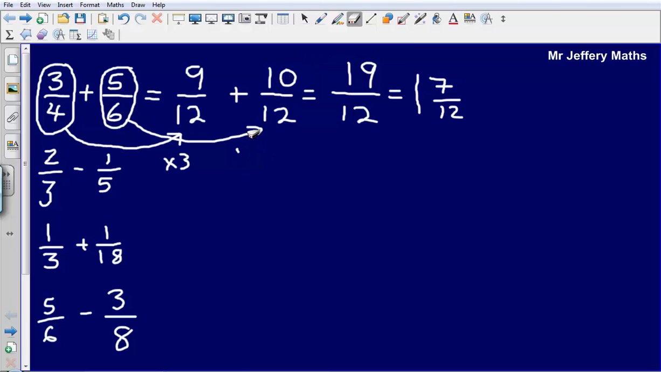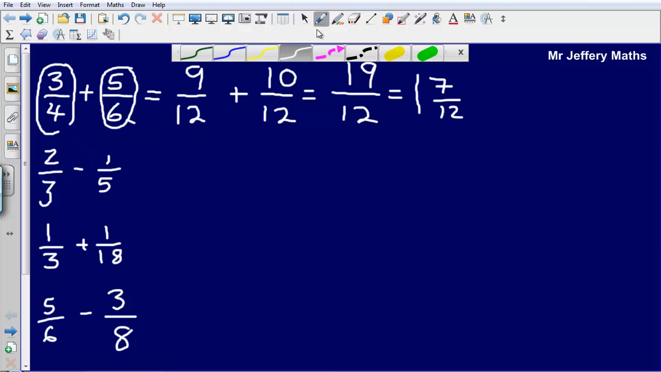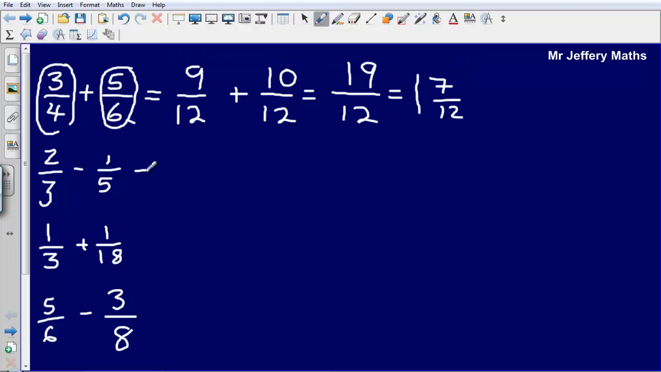Okay, next one. I'll just rub out these bits so we don't get confused. Next one, we've got 2/3 minus 1/5. So we're just going to do the same idea here. We'll set up our equivalent sum. What's the lowest common multiple of 3 and 5? That would be 15. So we put 15 along the bottom the whole way through.